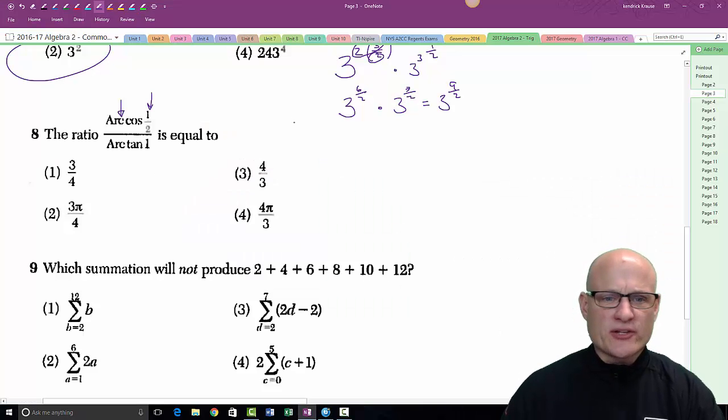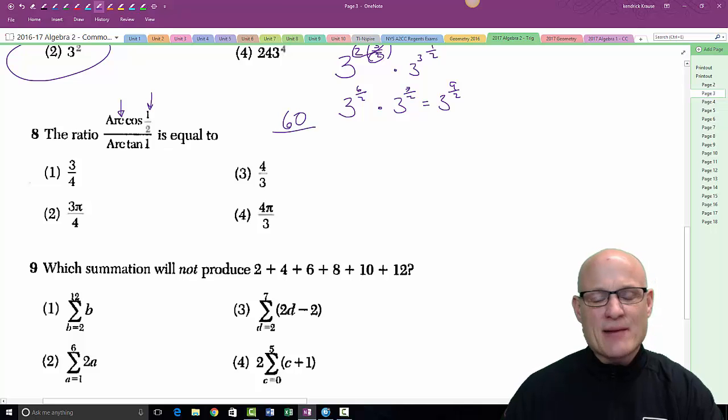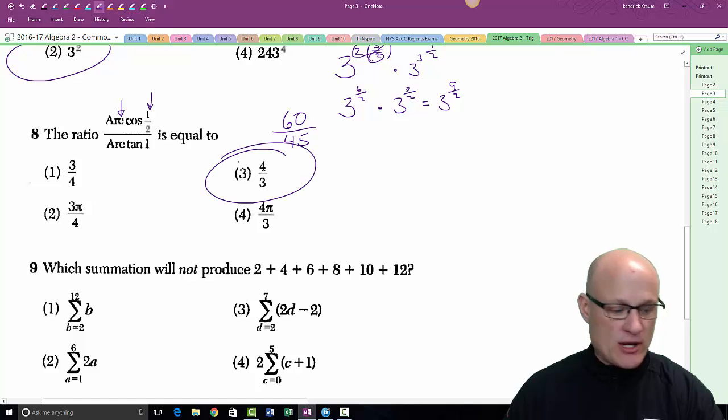So the numerator is 60. And again, the denominator says the angle whose tangent is 1. If I did inverse tan of 1, I would get 45 degrees. Well, 60 over 45 reduces to 4/3. So that would be 4/3.